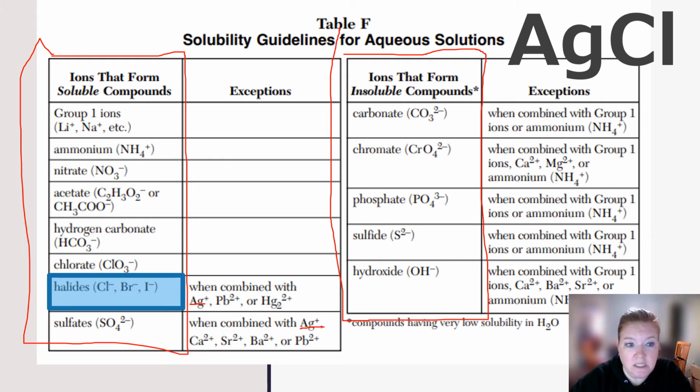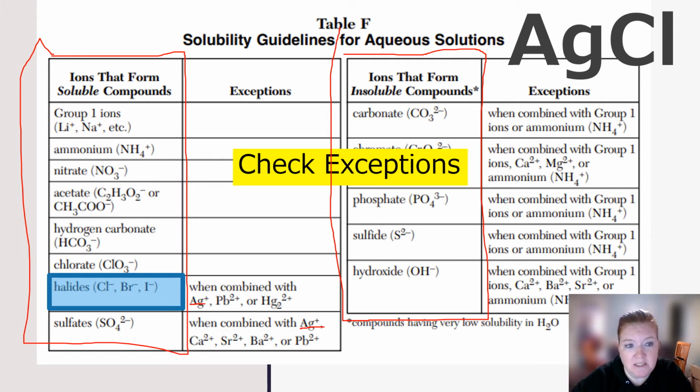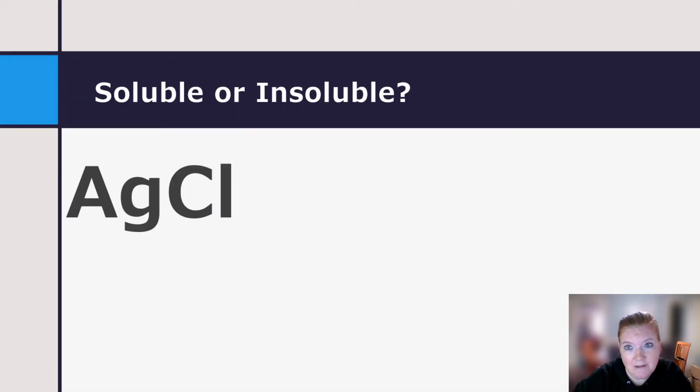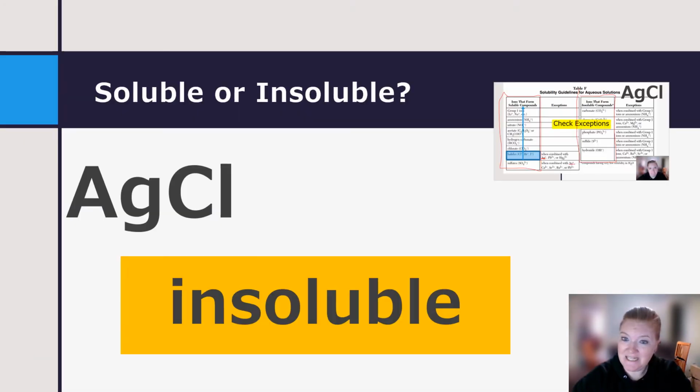So I only see this one. So I have to check the exceptions because this does in fact have exceptions. And look at this, Ag is one of the exceptions, which means reverse, reverse. It breaks a rule. So it was supposed to be soluble, but reverse, reverse. It is insoluble.